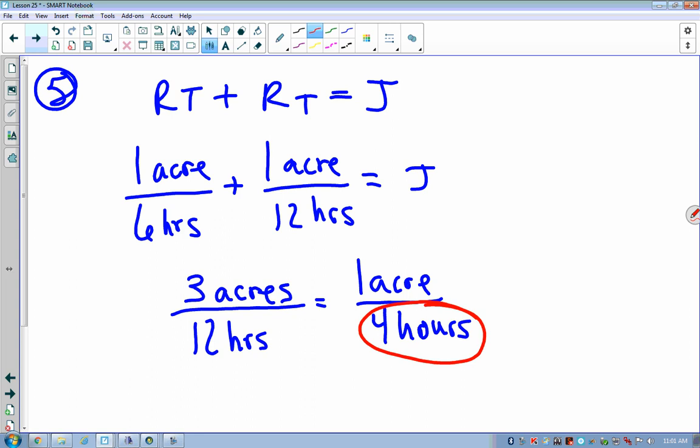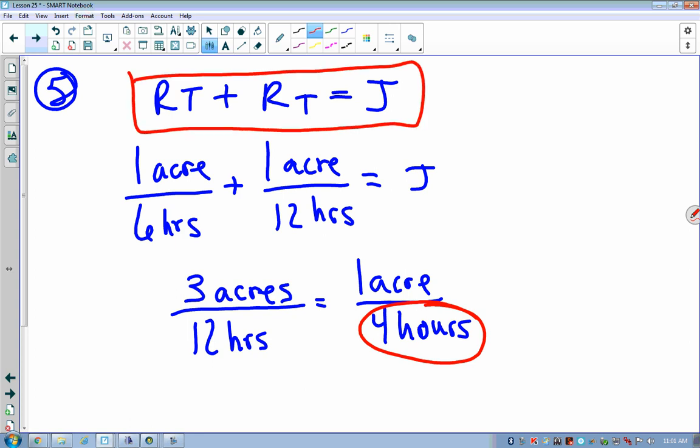Rate, this is the big part that you want to know, though. Rate times time plus rate times time equals jobs. Okay?